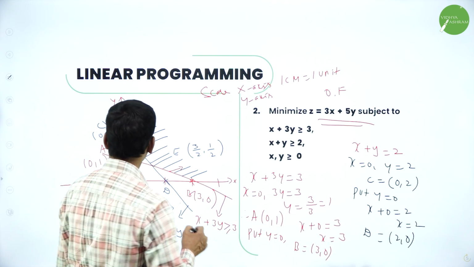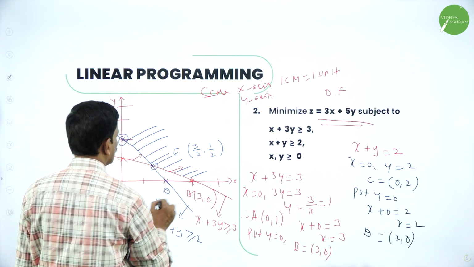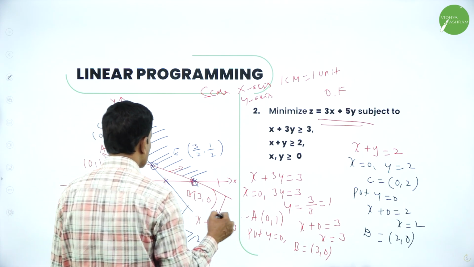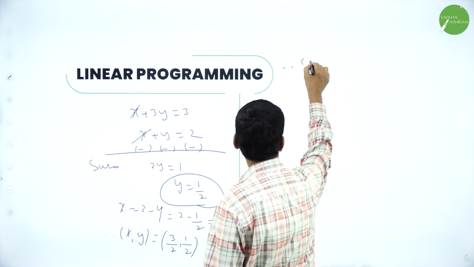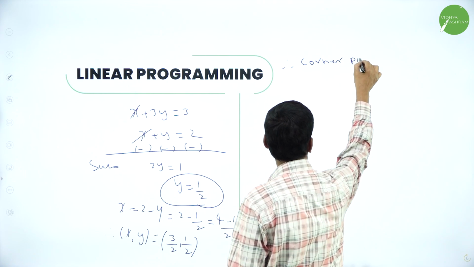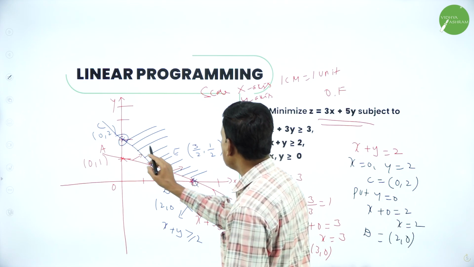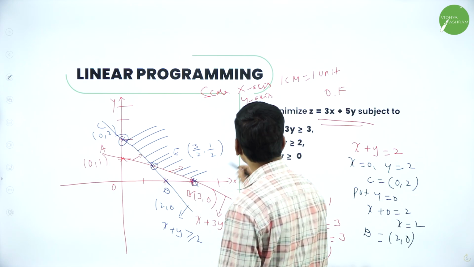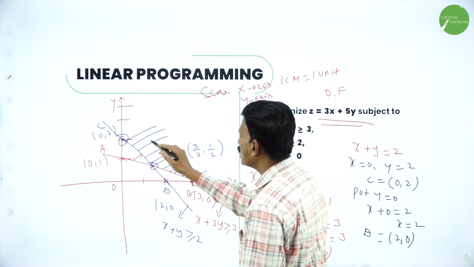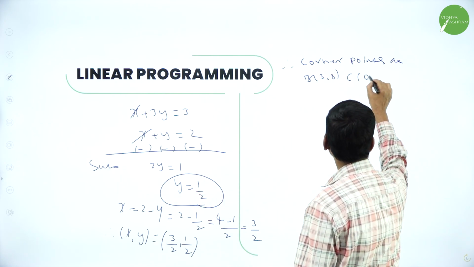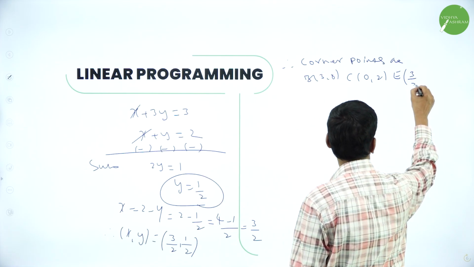So, what are the corner points? These are the corner points C, E and B. This is an unbounded region. Now, therefore, the corner points are, let us write B first, B is 3 comma 0, then C is 0 comma 2, and E, what is E? E is 3 by 2 comma 1 by 2.